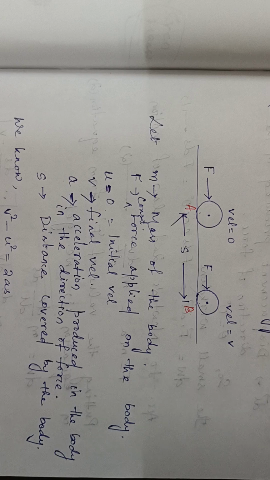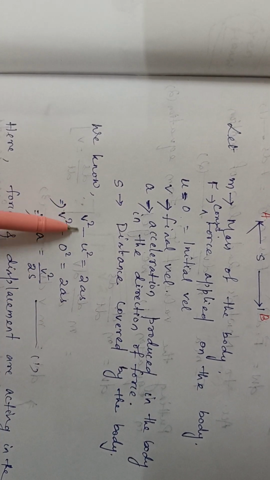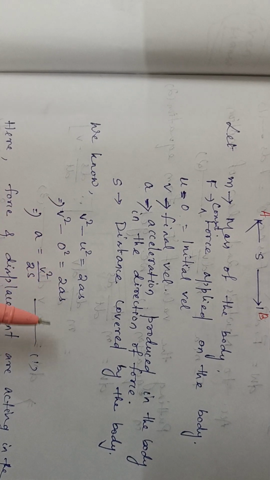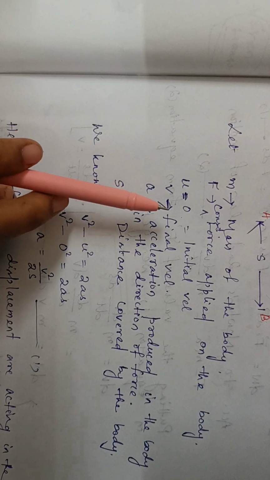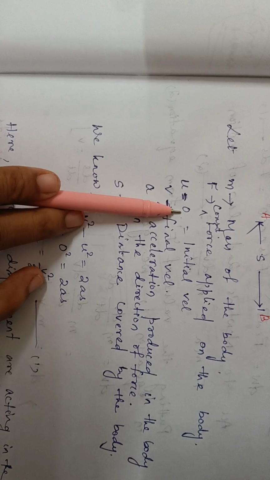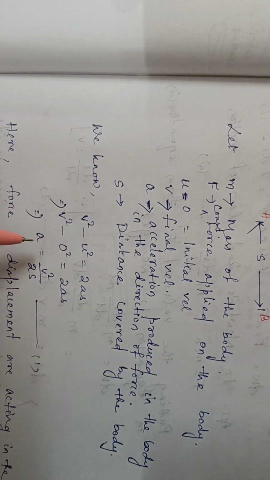We know the equation of motion, this one you all know: v square minus u square is equal to 2as. As we have discussed here, the initial velocity is equal to 0, so in the place of u I can put 0. So v square minus 0 is equal to 2as, so a is equal to v square by 2s. Clear? This is equation 1.